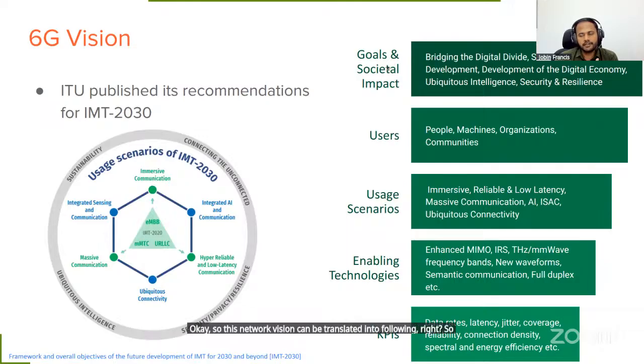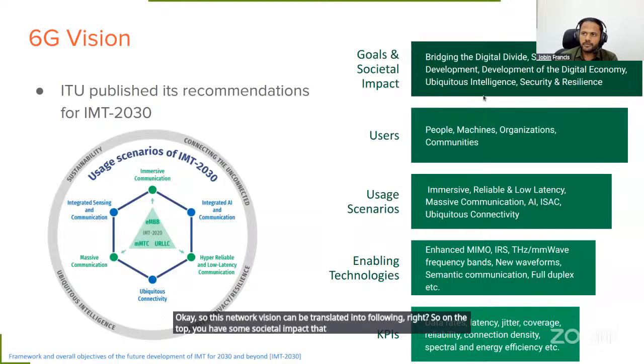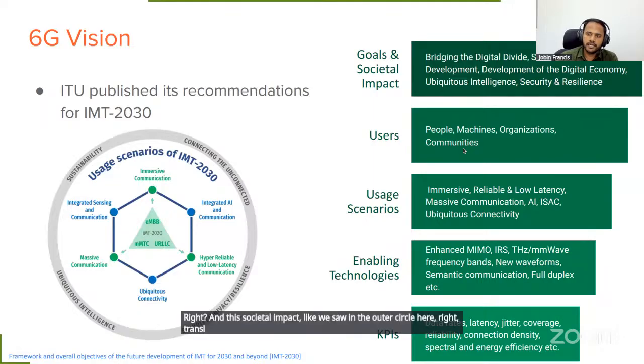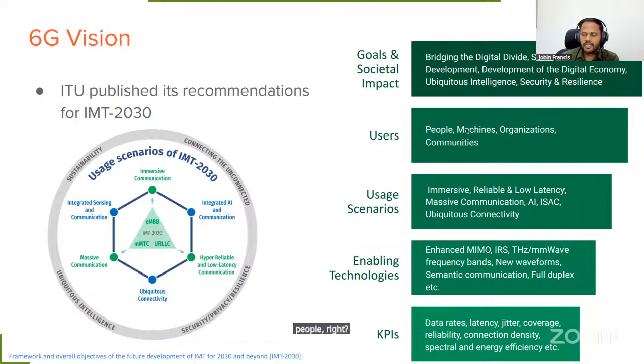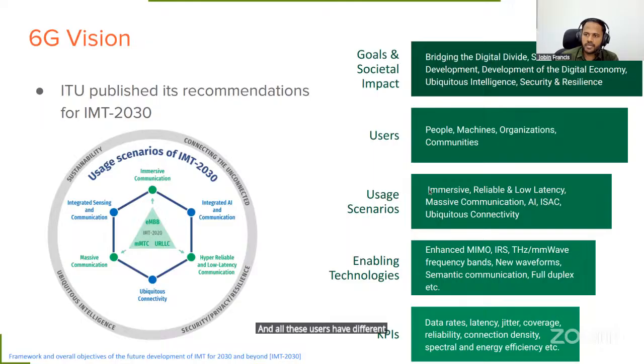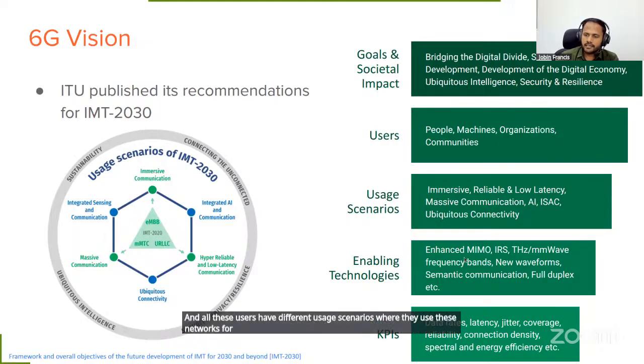Okay. So this network vision can be translated as follows. On the top, you have the societal impact that you hope to get by having a new cellular network. And this societal impact, like we saw in the outer circle here, translates into the daily life of users. For these new cellular networks, the users are not just people. This could be machines, robots talking to each other. This could be enterprises. This could be private communities having a cellular network of their own. And all these users have different usage scenarios, what they use these networks for. And underneath that, you require a lot of communication technologies to enable these new applications and usage scenarios.